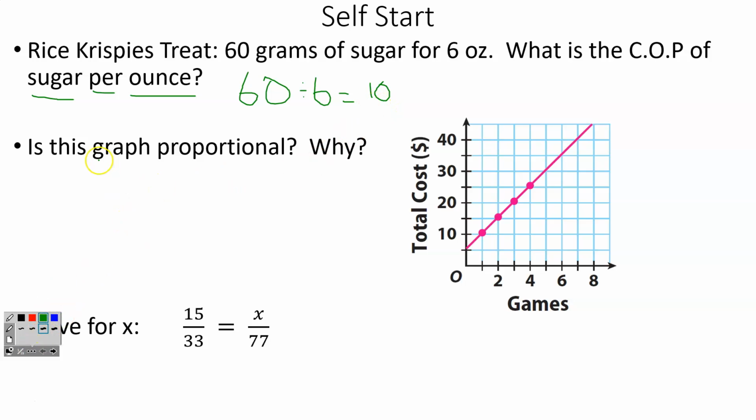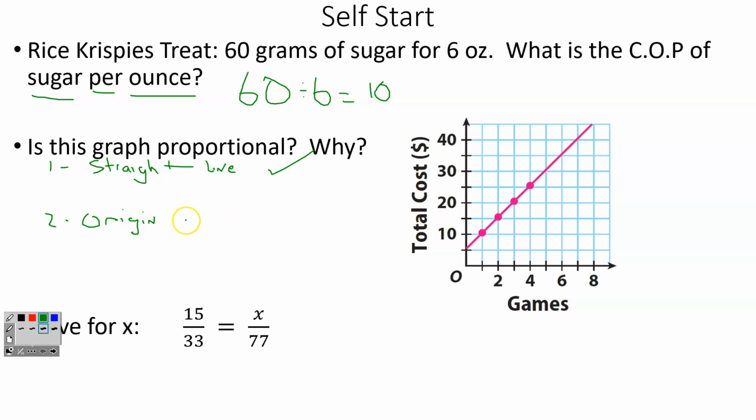Second question, is this graph proportional? Why? Remember, there's two things that need to happen in order to be proportional. First one says it has to be a straight line. The second thing says it must go through the origin. So if I look at my graph, I do see a straight line, so check.